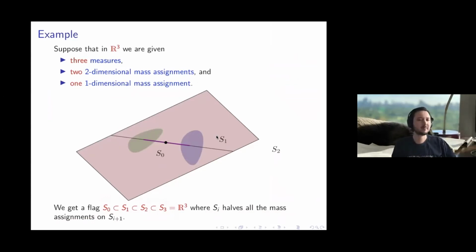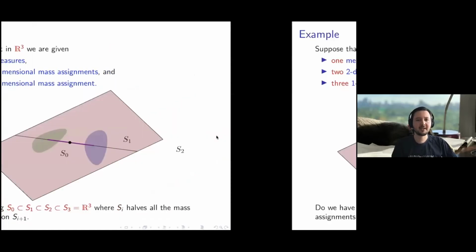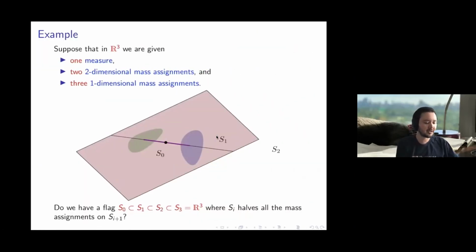Okay. The question is, what if I misremember this example? So I was going to give you the example, but I somehow got it all wrong, and I got 1 measure, 2 two-dimensional mass assignments, and 3 one-dimensional mass assignments. So I can certainly find S2 that halves the measure. I can certainly use the ham sandwich theorem to split the two-dimensional mass assignments.